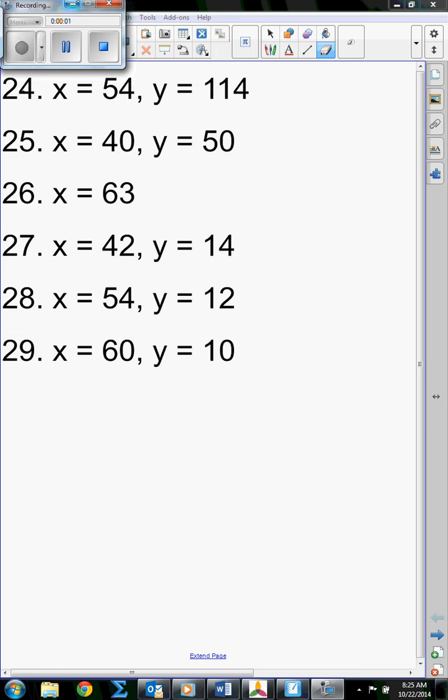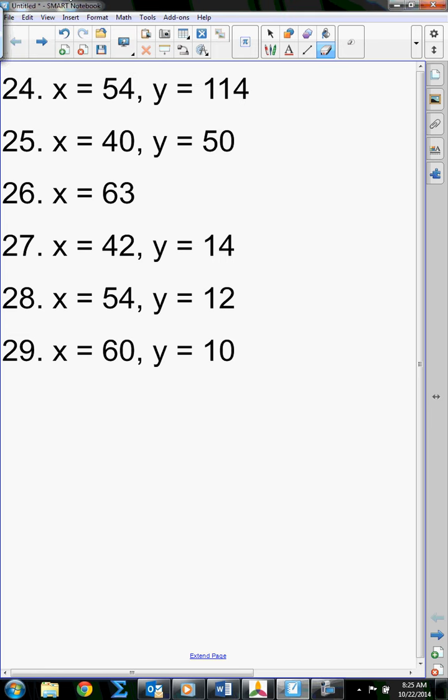Okay, this video is to go over your homework from the previous night. You got to do page 182 through 183, 24 through 40 all. Here are the answers to 24 through 29. I'm not going to work them out in great detail, but in some detail to show you what you should have done and how you would have arrived at them.